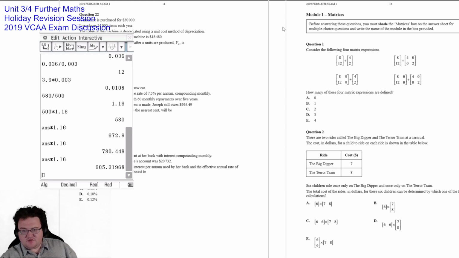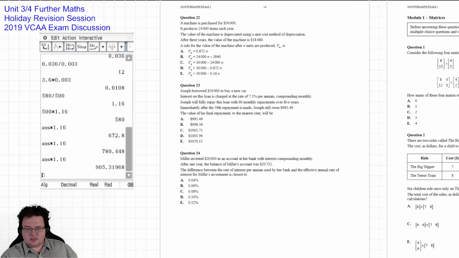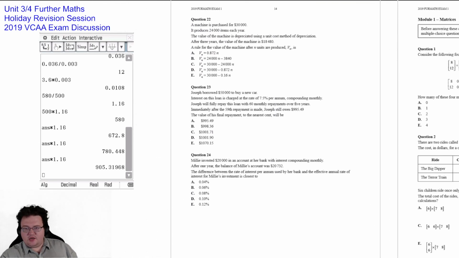Question 22. A machine is purchased for $30,000. It produces 24,000 items each year. The value of the machine is calculated by... Yes, I know I can't see it. Is calculated by the unit cost method of depreciation. After 3 years, the value of the machine is that much. It is the unit cost. It produces that many units. A rule for the value of the machine is going to be what?